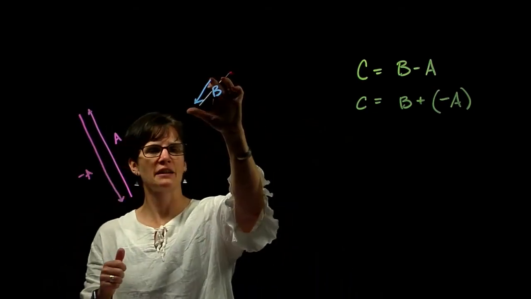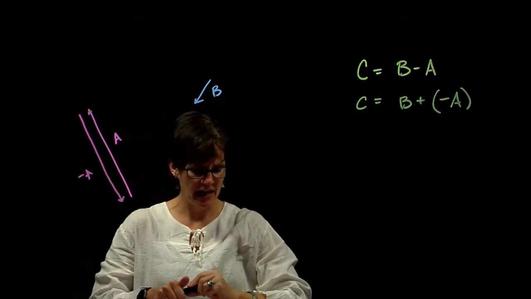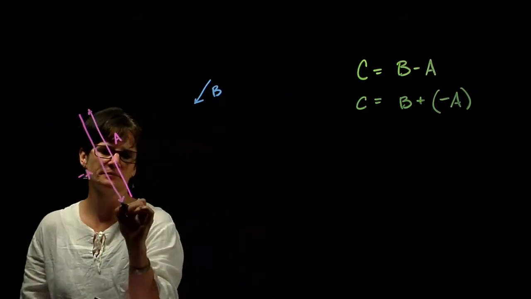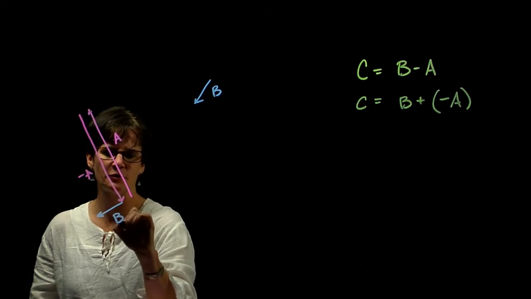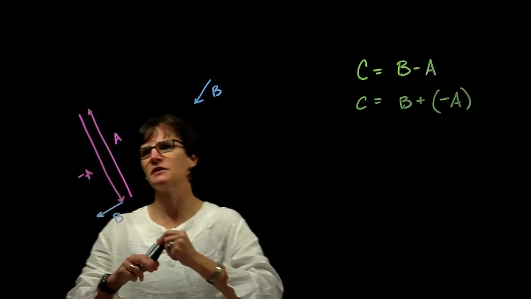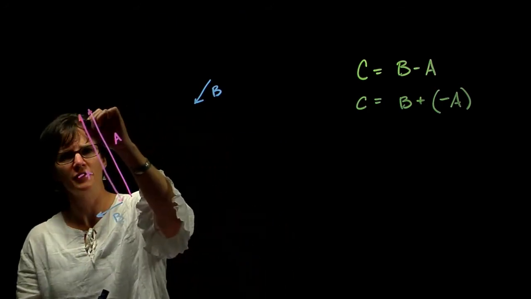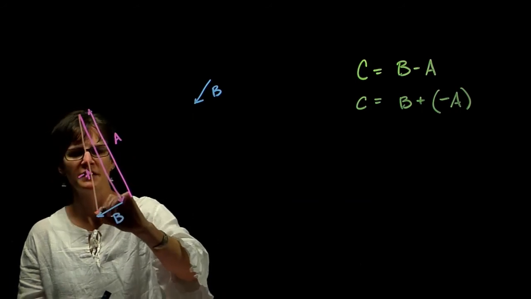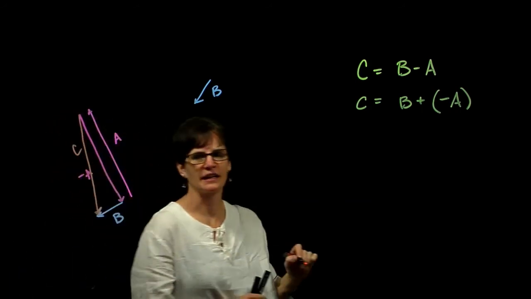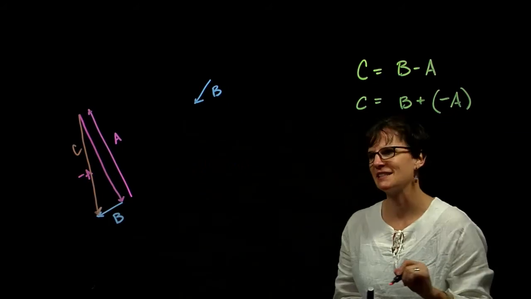So we're going to take the tail of B and put it on the head of A. So there's my vector B. And my resultant vector goes from the tail of the first to the head of the second. So that is my vector C.